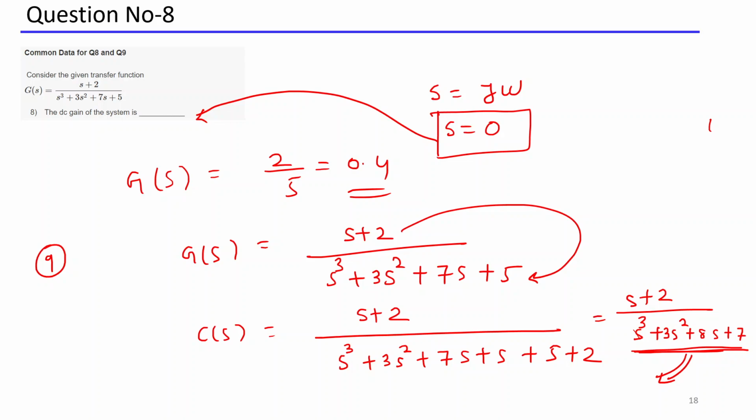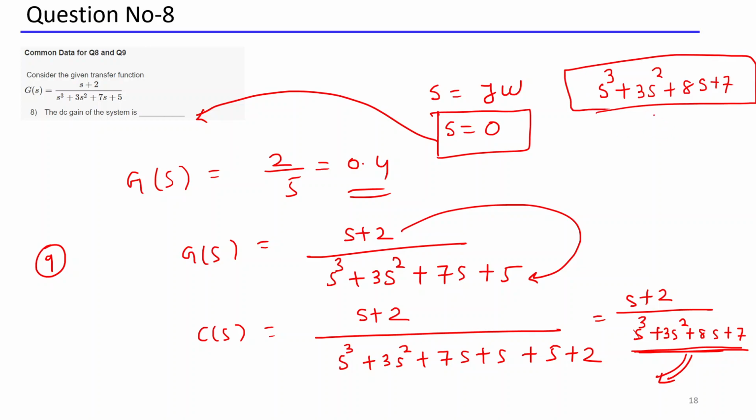By looking at the denominator, can you please confirm whether the system is stable or not? This is a third order equation, so finding the roots is sometimes difficult in the examination because you don't have time to solve in the calculator. Just by looking at the denominator, tell me whether the system is stable or not. The denominator is s cubed plus 3s squared plus 8s plus 7.